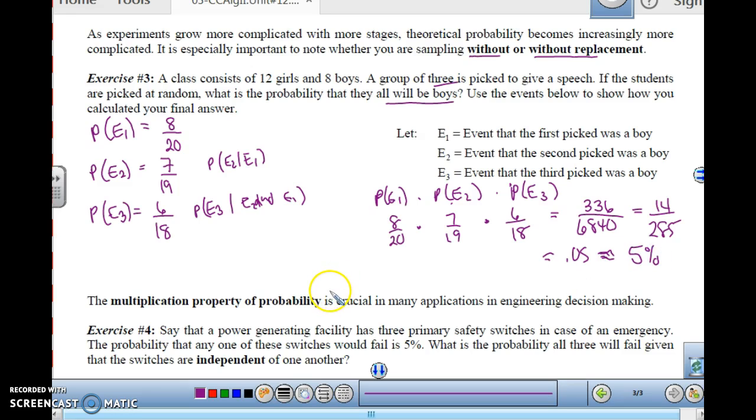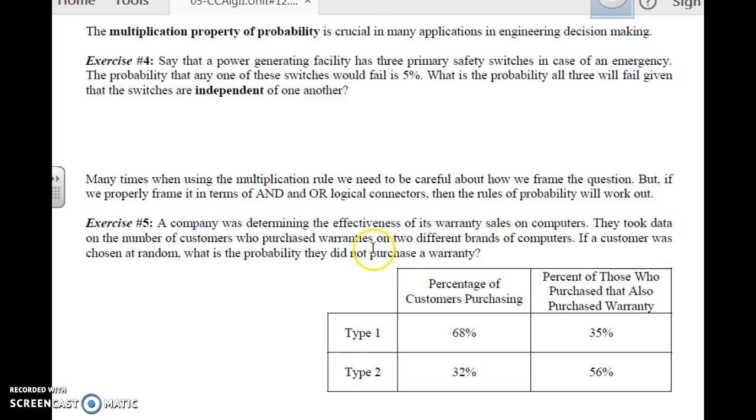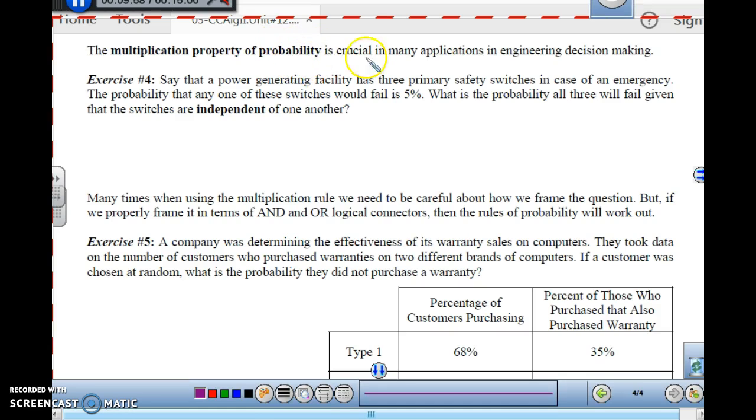Okay, so the separate probabilities we had to figure, but because we didn't replace the boy, you have to take into account that the number of students for the ones you want and the total will be reduced each time when you do that. All right, the multiplication property of probability is crucial in many applications in engineering decision making.